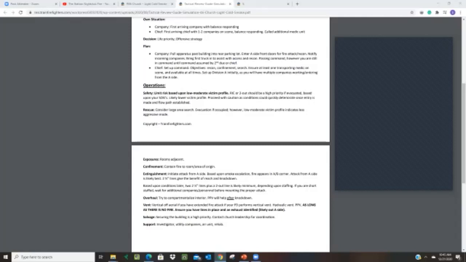It's not a huge assembly victim profile, but moderate to high seems more reasonable to me than lower to moderate. Thoughts? That's a great point. I like what you're thinking, Ben. I like the fact that you're thinking critically.